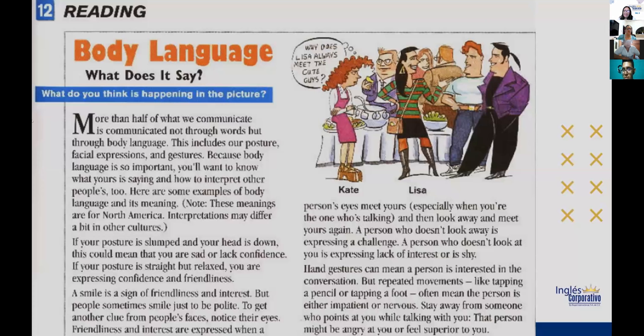What does it say? Okay, so you see this group of people, right? What do you think is happening in the picture? What's going on there? There is a meeting. There are many people, right? It seems to be a party. The focus of the meeting.